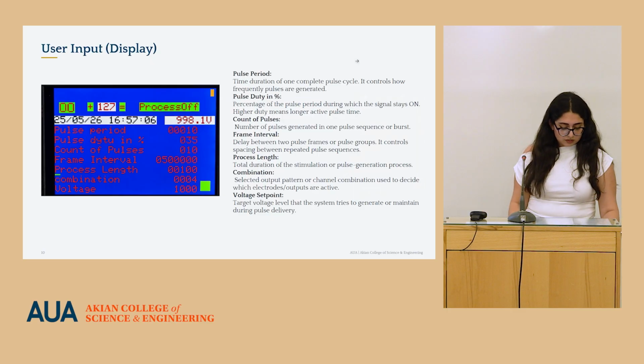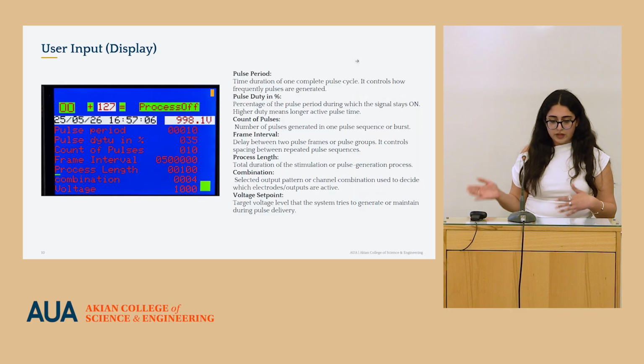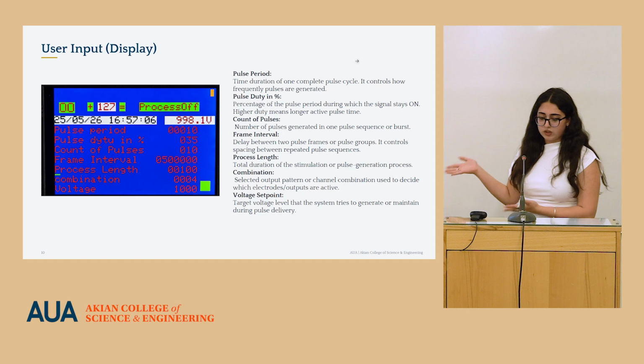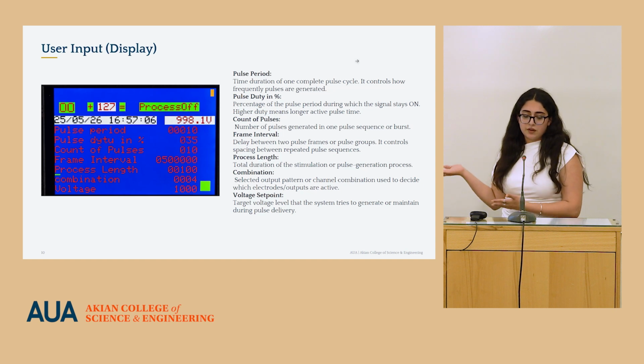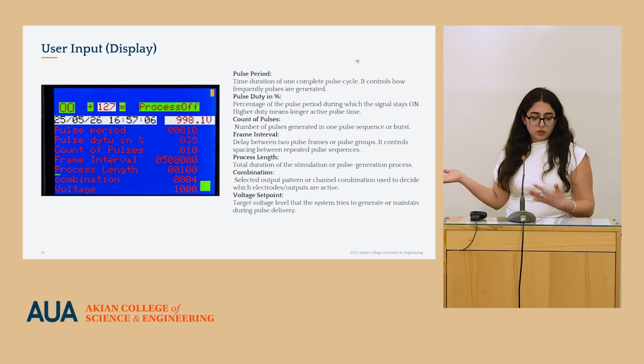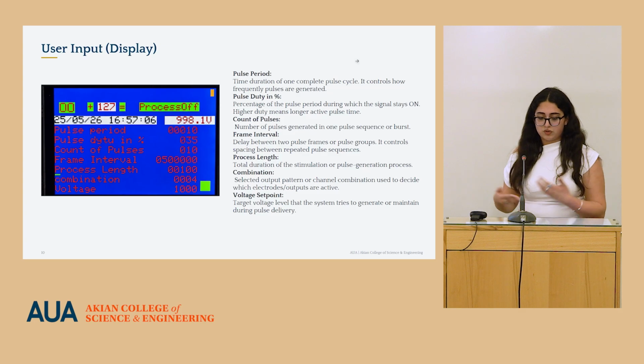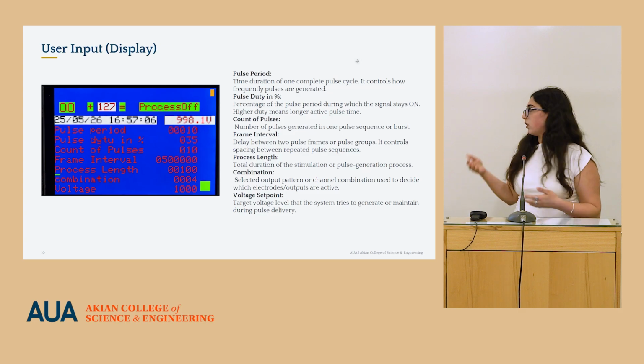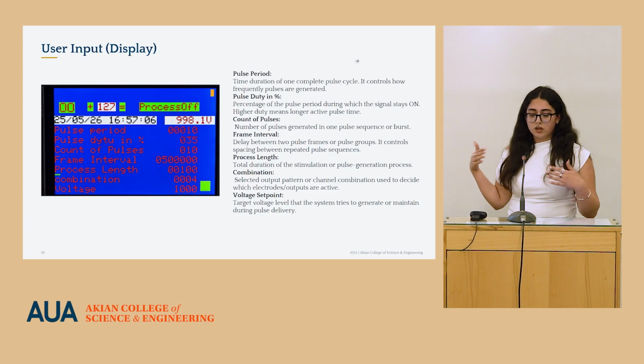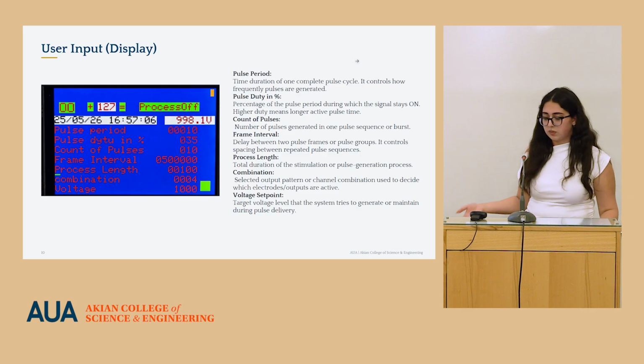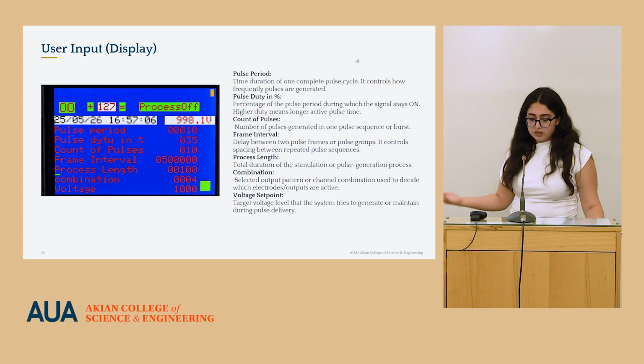So, the user input display. Here is the main idea of what you would generally see in a PFA device. We have the pulse period, which controls the time duration of one complete pulse cycle. Then we have the pulse duty in a percentage, the count of pulses, so the amount of pulses that we want to generate in one sequence, the frame interval, which is the delay, the process length, so how long we want that simulation to happen, and the combination.